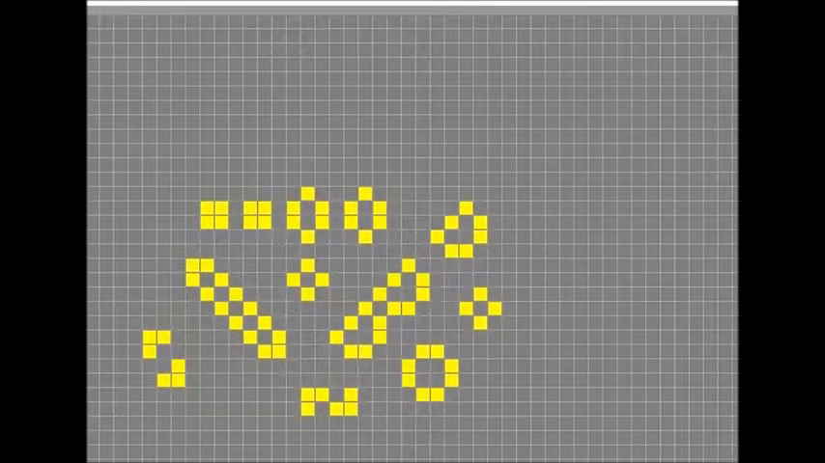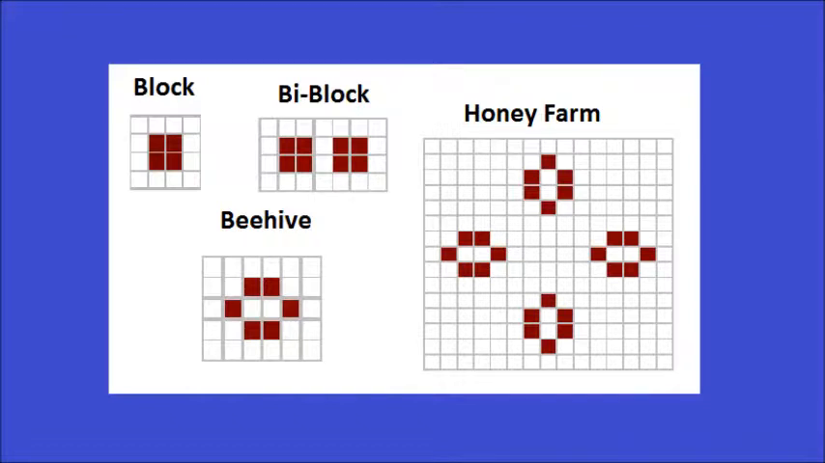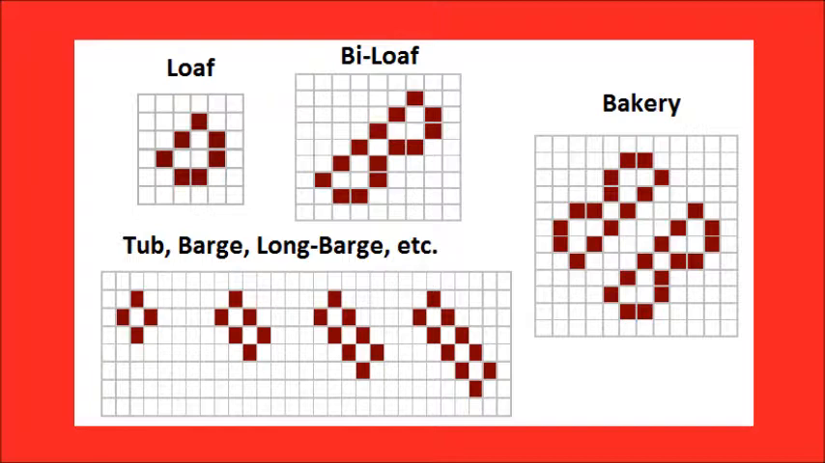Still lives are patterns that, after any number of generations, will remain in the exact same cell structure that they started with, having no new cells produced or no living cells killed. The following are some common structures of still lives: the block, the biblock, the beehive, and the honey farm. We also have the loaf, the bi-loaf, and the bakery.